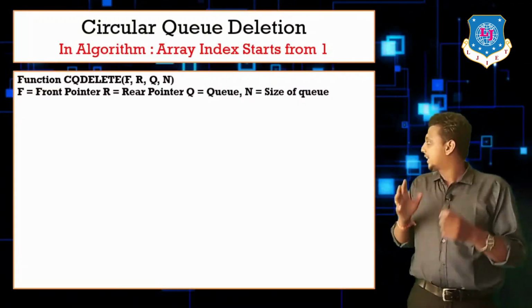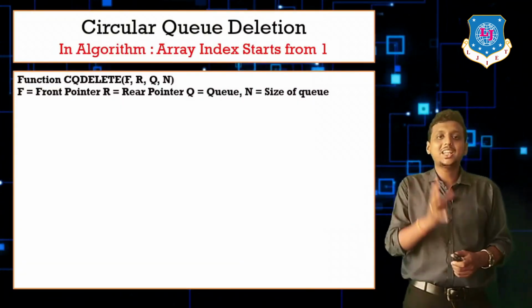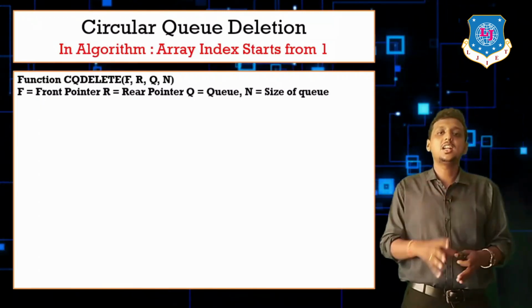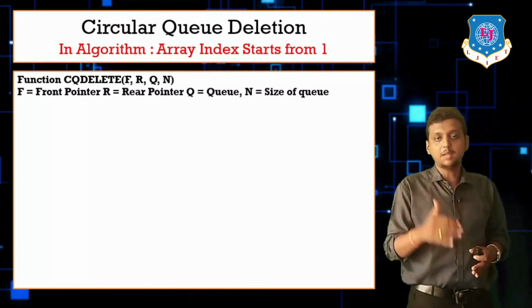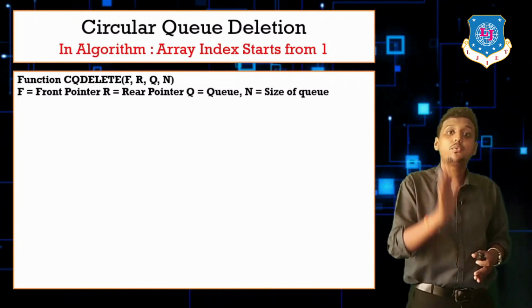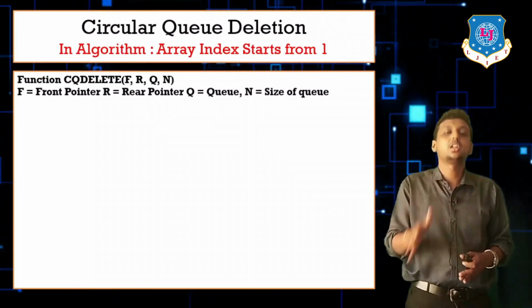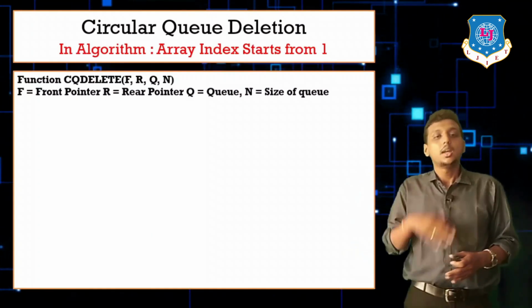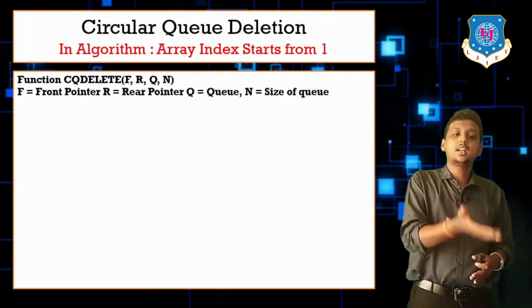So students, again in the circular Q deletion, you can see that we are returning something over here. That's why it's known as a function, not a procedure. So in circular Q deletion, we have the function CQ delete. Parameters are Q, F, R, N.